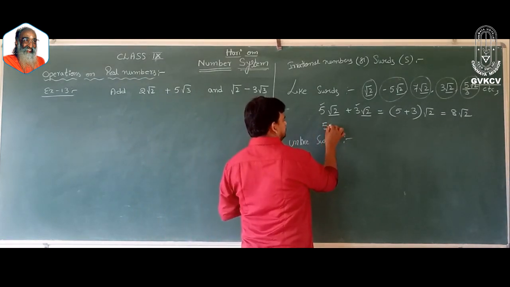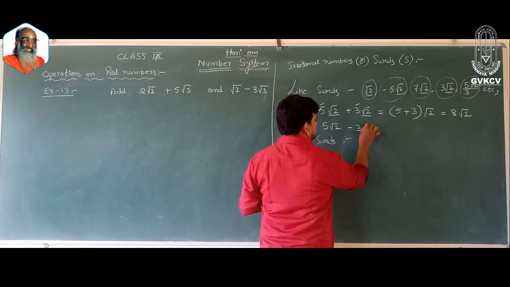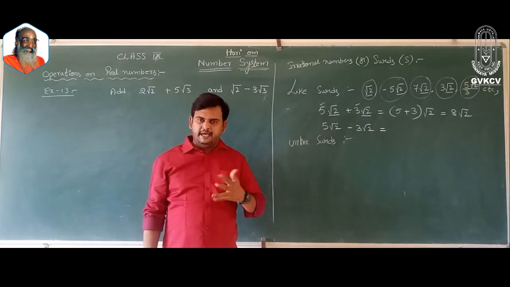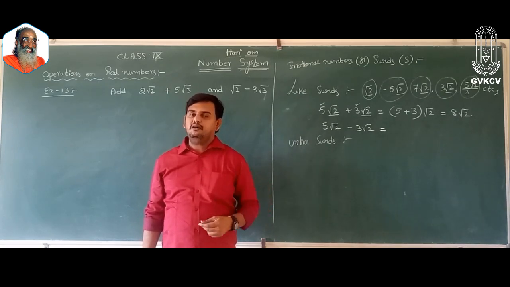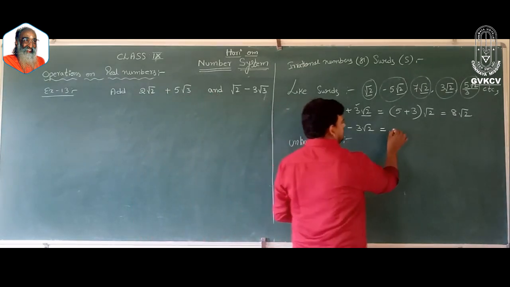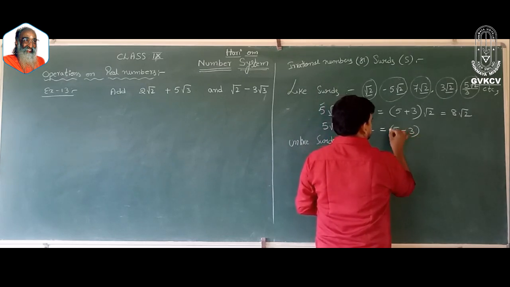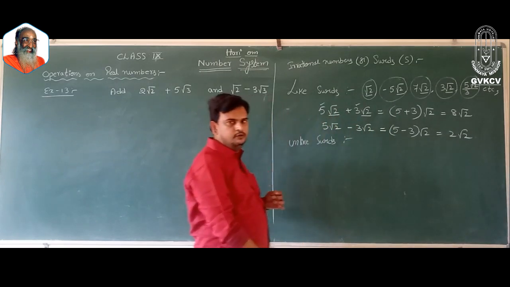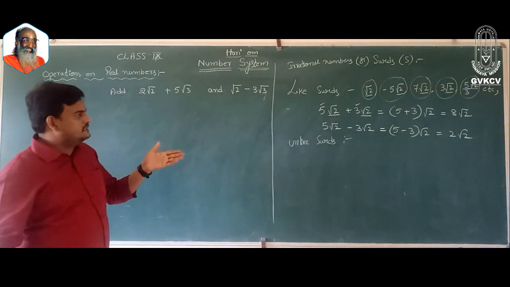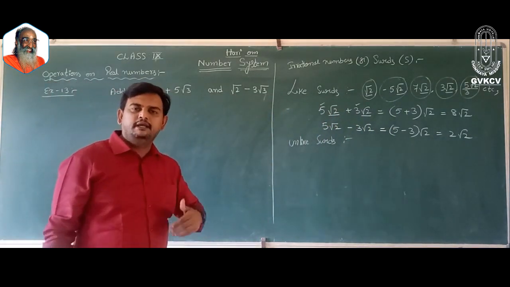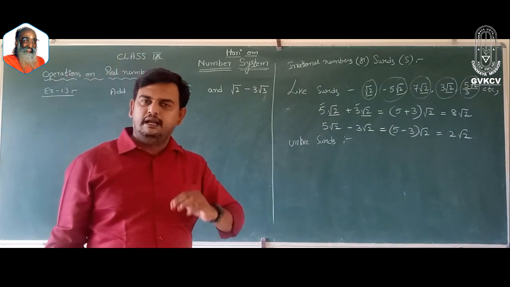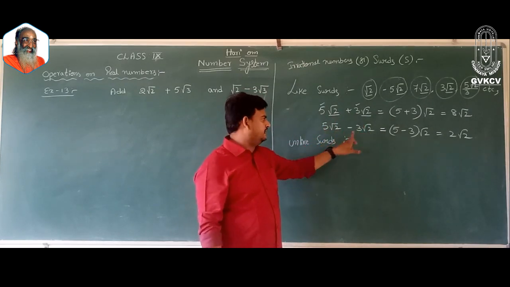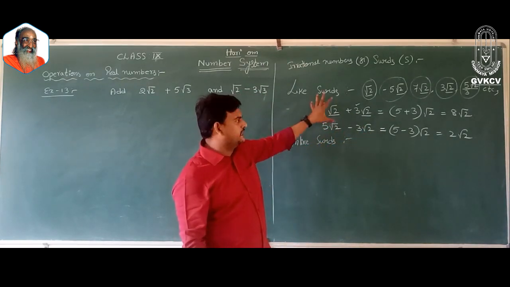For example, 5 root 2 minus 3 root 2. Here also both are like surds. Directly we can subtract the coefficients, meaning 5 minus 3 root 2, which is 2 root 2. So like surds can be added and subtracted directly, just by adding and subtracting the coefficients. This is our like surds.